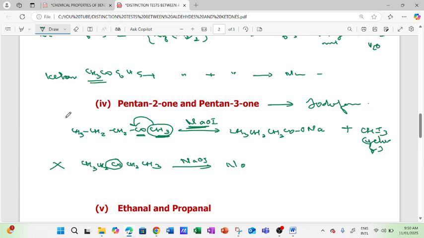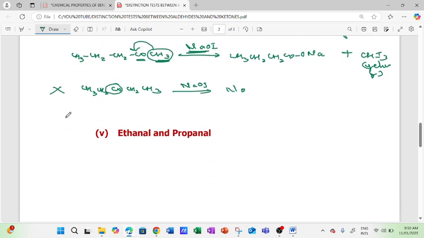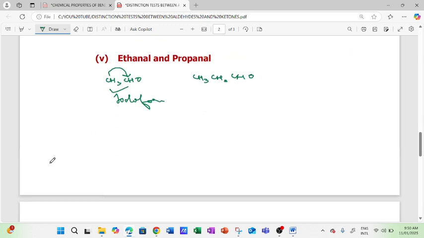I hope we understood. Ethanal and propanal are also the same. CH3CHO is ethanal, and propanal is CH3CH2CHO. So the first one has a CH3 directly attached to the C double bond O, so the iodoform test will be answered. The second one, the iodoform test won't be answered. So you write the reaction.